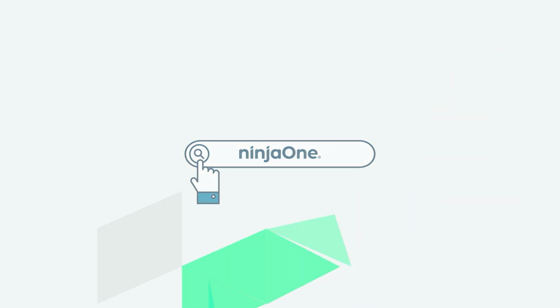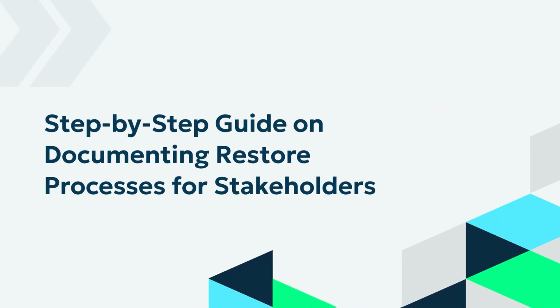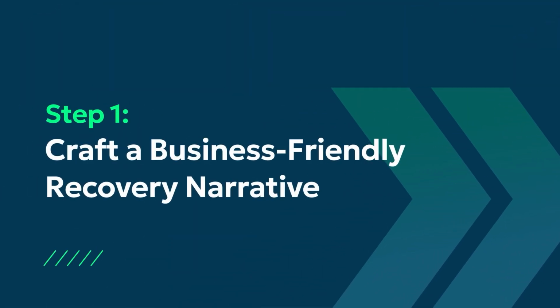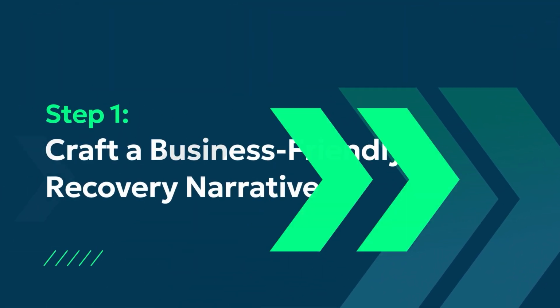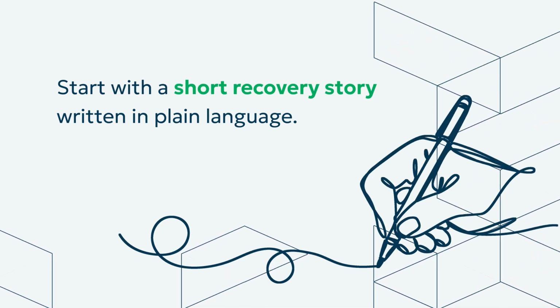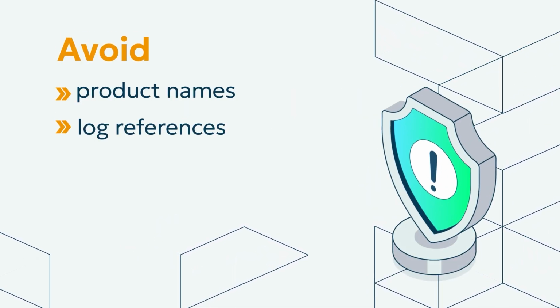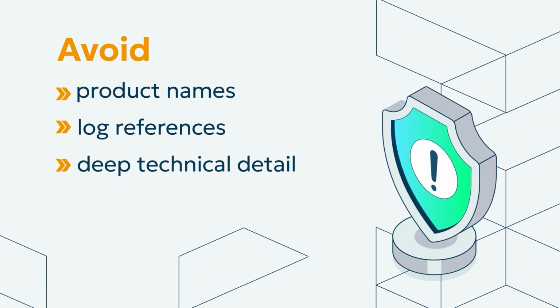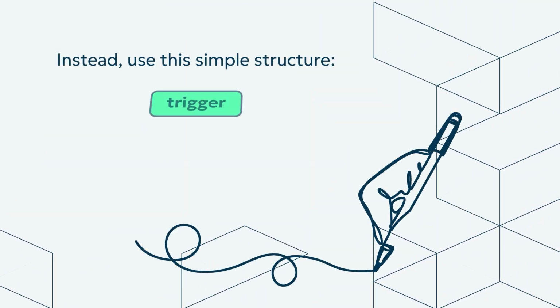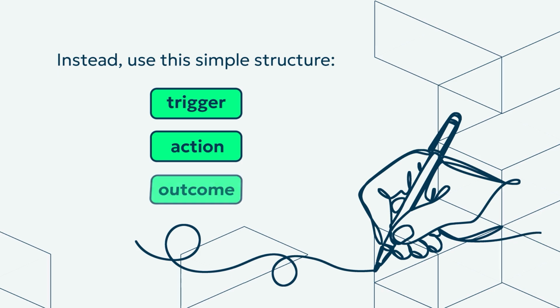Step-by-step guide on documenting restore processes for stakeholders. Step 1. Craft a business-friendly recovery narrative. Start with a short recovery story written in plain language. Avoid product names, log references, or deep technical detail. Instead, use this simple structure: trigger, action, outcome.